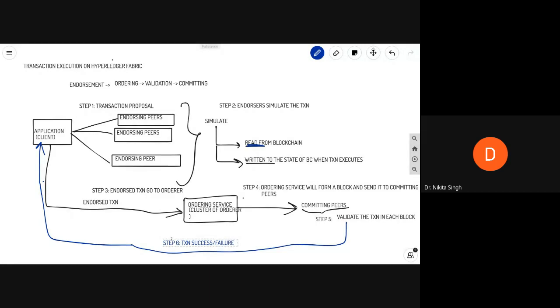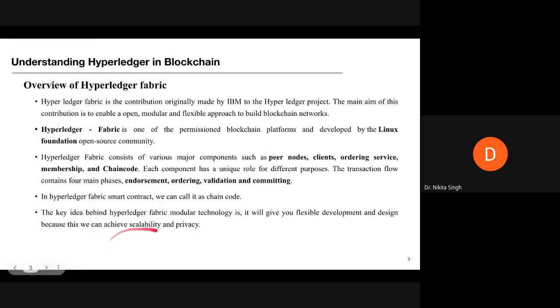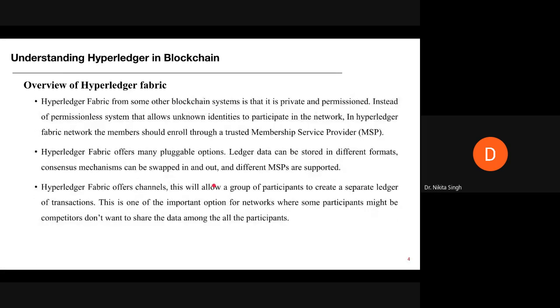So this is the transaction execution on Hyperledger Fabric. Number 1 step is endorsement. Number 2 is ordering, validation, and committing. So this is how transaction execution happens on the blockchain network. And this is what is mentioned in the slide here. That is, transaction flow consists of 4 main phases. We have endorsement, we have ordering, we have validation, and then we have committing. So we have gone through all of this.